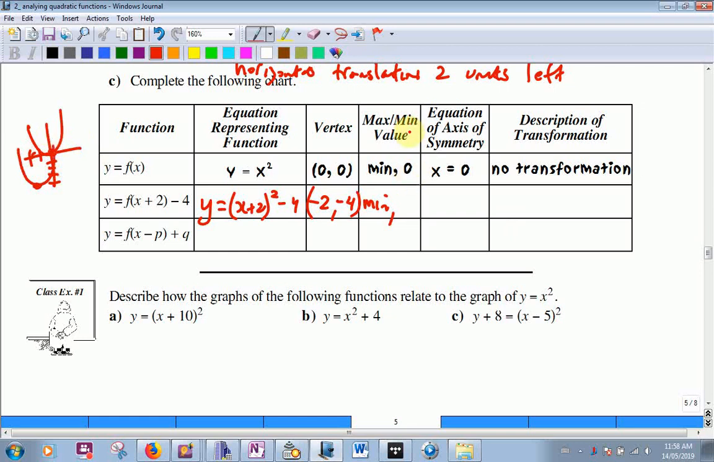Okay, but now the minimum value is, look at the y coordinate for your vertex: negative 4. And for an axis of symmetry, x is, look at the x coordinate of your vertex, negative 2, and we already said this right there, so I'm not going to write it again.